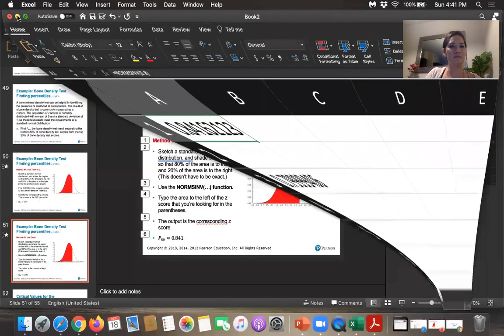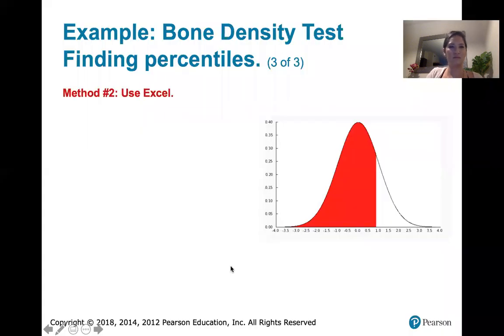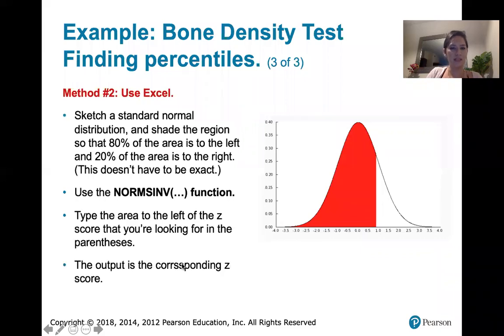Actually, if I see a typo, let's fix that.